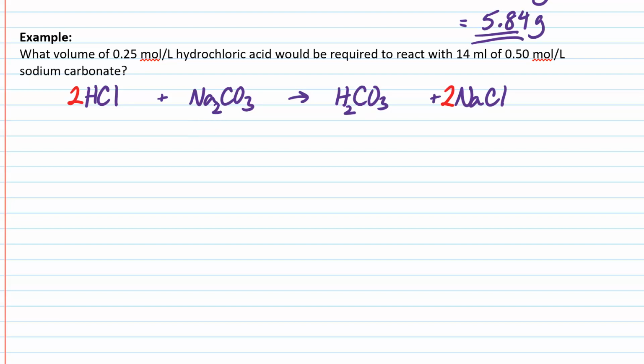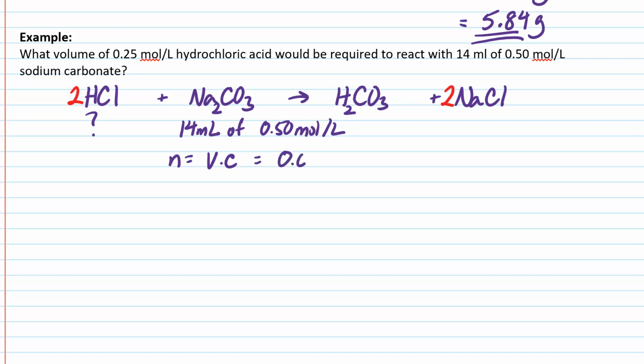So now we have a balanced chemical reaction equation, and as our information, we have 14 milliliters of 0.50 mole per liter concentration. But what we want to figure out is how much hydrochloric acid we need. Well, if we have 14 mL of 0.5 moles per liter, we can figure out the number of moles. Number of moles, again, is just going to be concentration times volume, or just the way I've written it, volume times concentration. So let's do that.